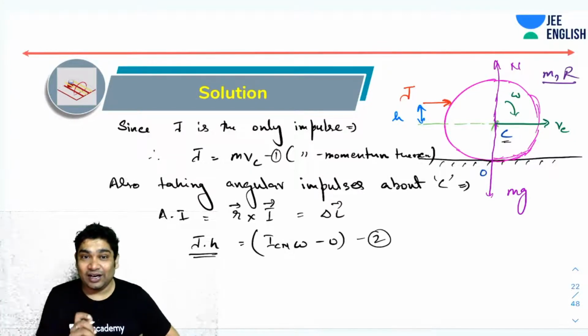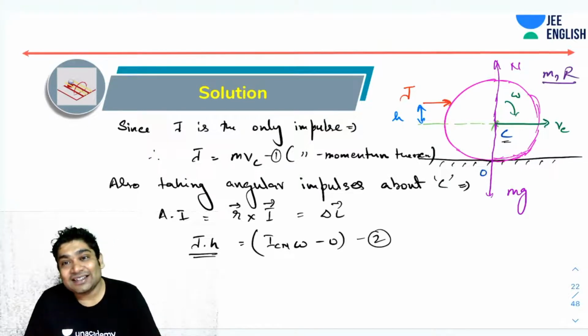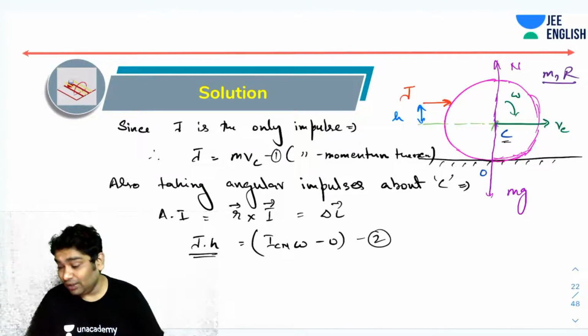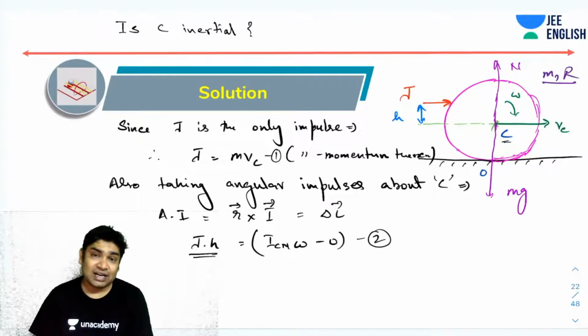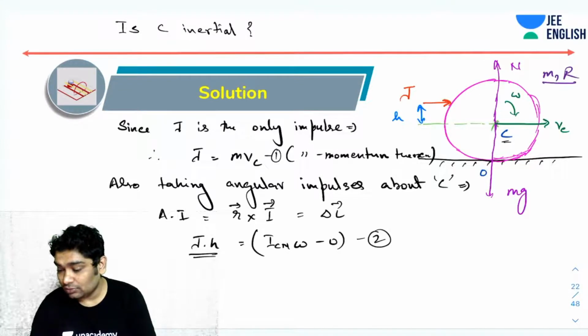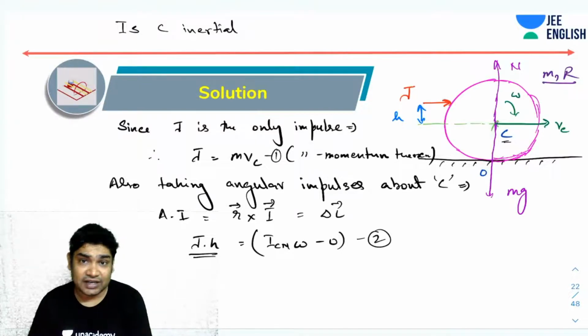Now, first of all, let me ask a small trick question: is C an inertial point or not? Think about it and tell me. Is C inertial? When I say inertial, I mean during the impact, during the time in which the impulse J was being applied.